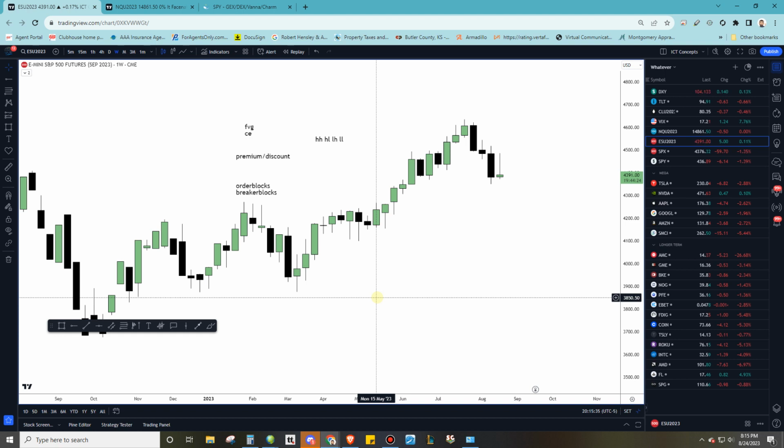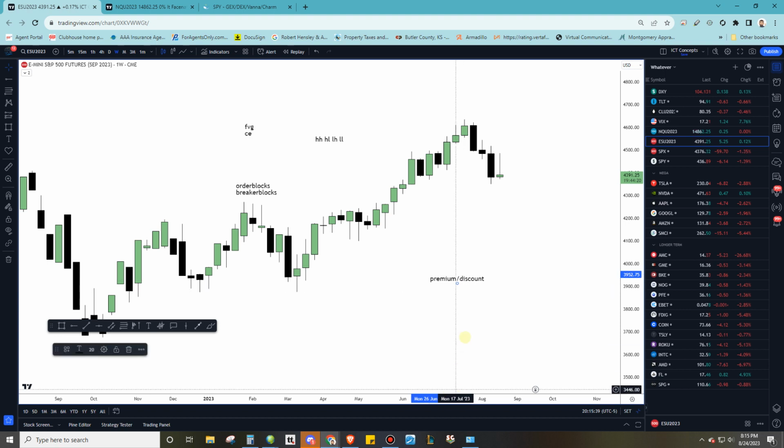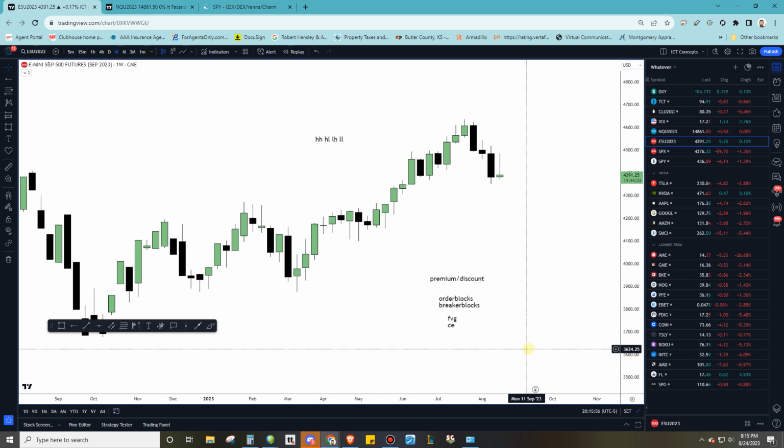So what do I mean by that? A premium discount array. Premium discount is essentially a fancy way of saying buy low, sell high. That's so easy to say, but where is low and where is high? That's what we're going to try and find out with the premium discount array. We use order blocks, breaker blocks, and fair value gaps and consequent encroachments.